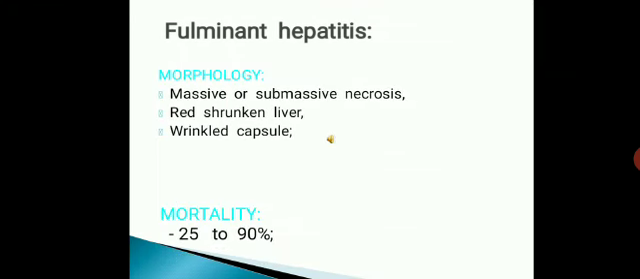In fulminant hepatitis, there can be massive or submassive necrosis. In massive necrosis, even the reticulin framework of the liver is destroyed, and in submassive necrosis, the reticulin framework is preserved, so there can be regeneration of the hepatocytes in an orderly fashion. In fulminant hepatitis, the liver is shrunken and red, and the capsule is also wrinkled. The mortality rate of fulminant hepatitis is 25 to 90%.